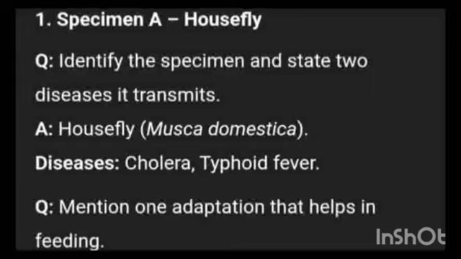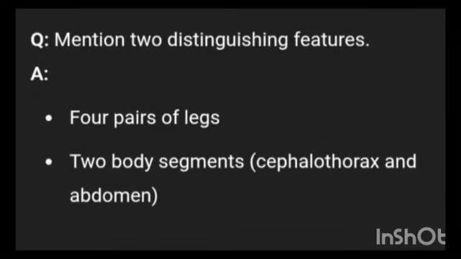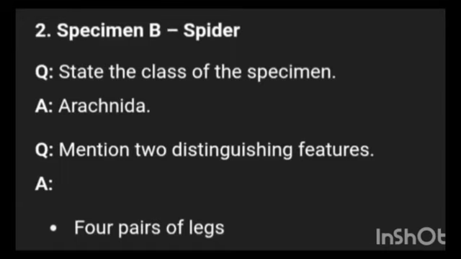Next question says, mention one adaptation that helps in feeding. Pair of legs, and it has 2 body segments, which are the cephalothorax and the abdomen. That's for specimen B, which is the spider.